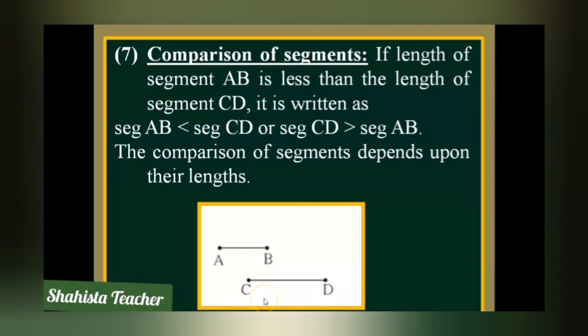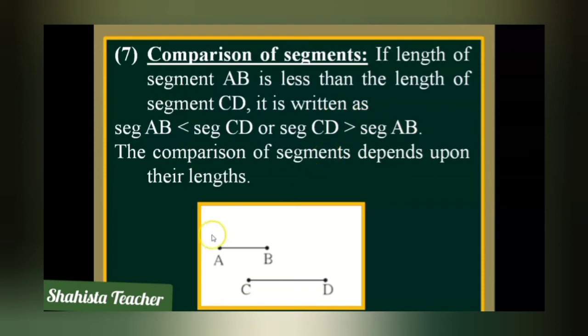Is that clear? Now here, if the length of segment AB is less than the length of segment CD, it is written as AB is less than CD. See this symbol, as you know, this represents less than. So AB is less than CD, or we can say that segment CD is greater than segment AB. So the comparison of segments depends upon their length.